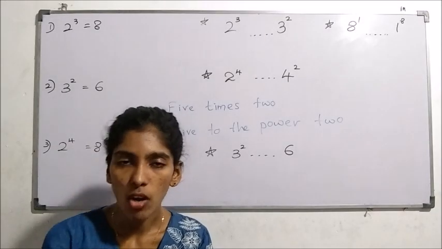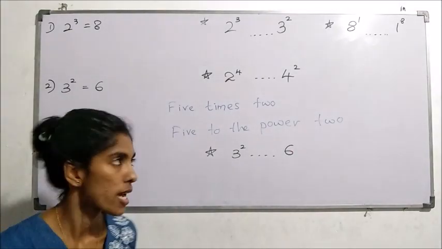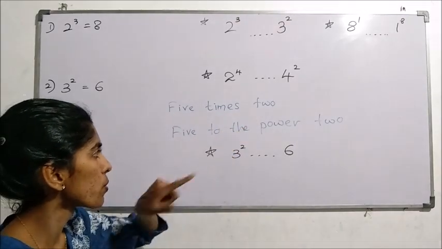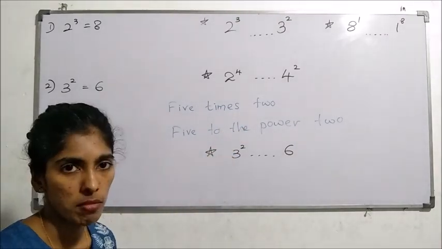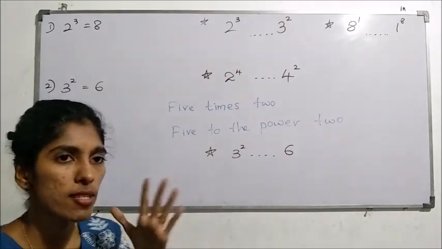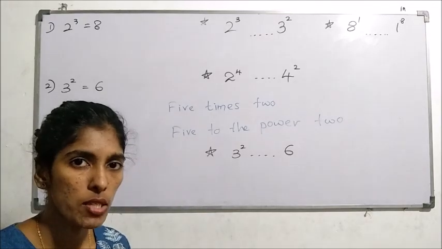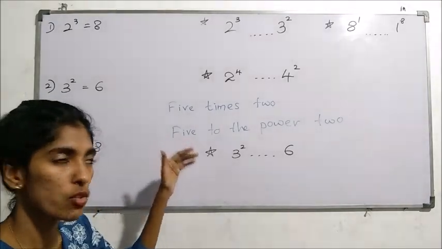Okay, now children, in common we will see some questions. Before that, look at these two statements: 5 times 2, 5 to the power 2. Are these two the same? That means, do both statements give us the same idea, or are they different, as you think? Most of the time we get confused with these two.